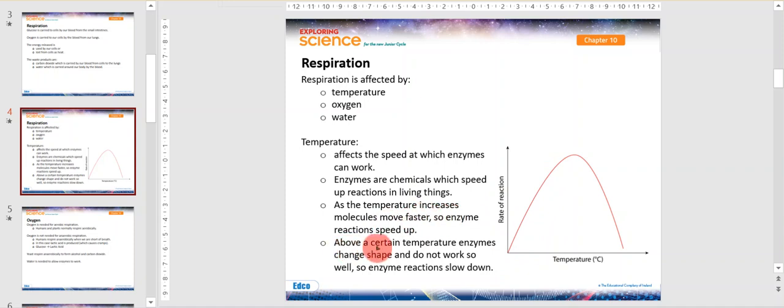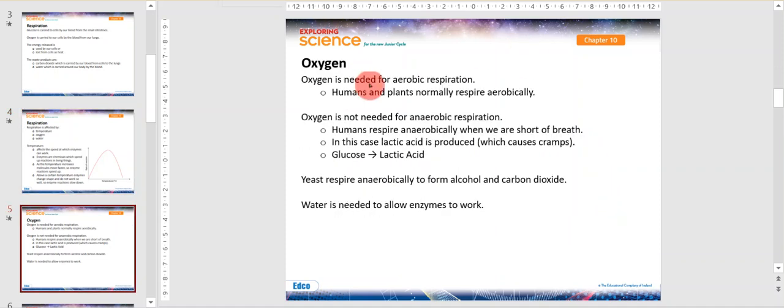But then above a certain temperature, enzymes change shape and do not work so well. So the enzyme reaction slows down. So when you get up here, when it gets too hot, because enzymes are made out of proteins, they become denatured, and as a result of that, they lose their shape and they stop functioning, and then that rapidly affects the rate of photosynthesis. We start to get a decline happening. So temperature affects the rate of photosynthesis, and the amount of oxygen also affects the rate of photosynthesis.